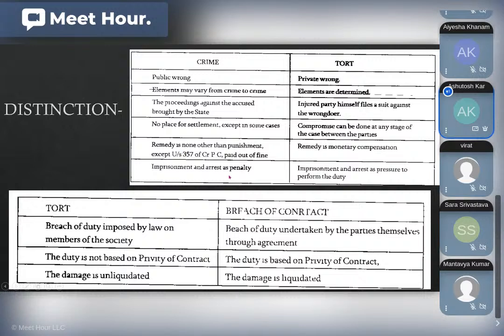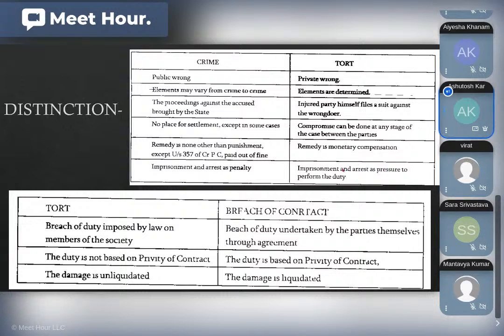Imprisonment and arrest is penalty. Imprisonment and arrest is pressure to perform the duty. So see, crime में the main penalty that you face may be imprisonment and arrest. जबकि torts में वो नहीं होता है as long as you are agreeing to this compensation which you have been mandated to provide. Let's say court order किया है कि तुम उसे 5 लाख रुपए भरपाई दो, compensate him for the damages which he or she has faced, and you have refused to give that amount.